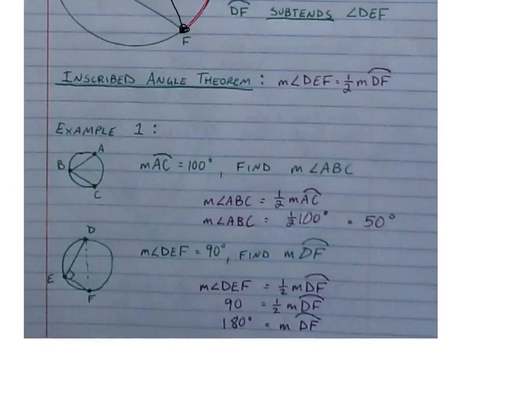In the second example, we start with the angle that's given, which is 90 degrees, and we have to find the measure of the arc. And we find that if we are given 90 degrees for the angle, then the arc is 180 degrees.